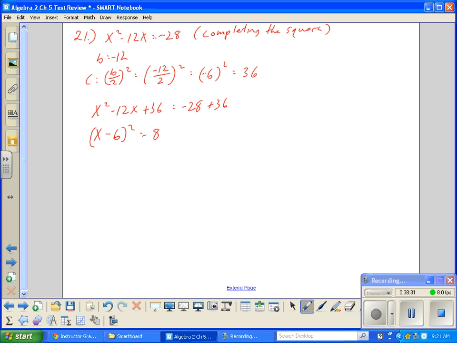To get rid of the square, we take the square root of both sides. Don't forget we have to put a plus or minus in there when we take a square root on each side. That gives us x minus 6 equals plus or minus the square root of 8.